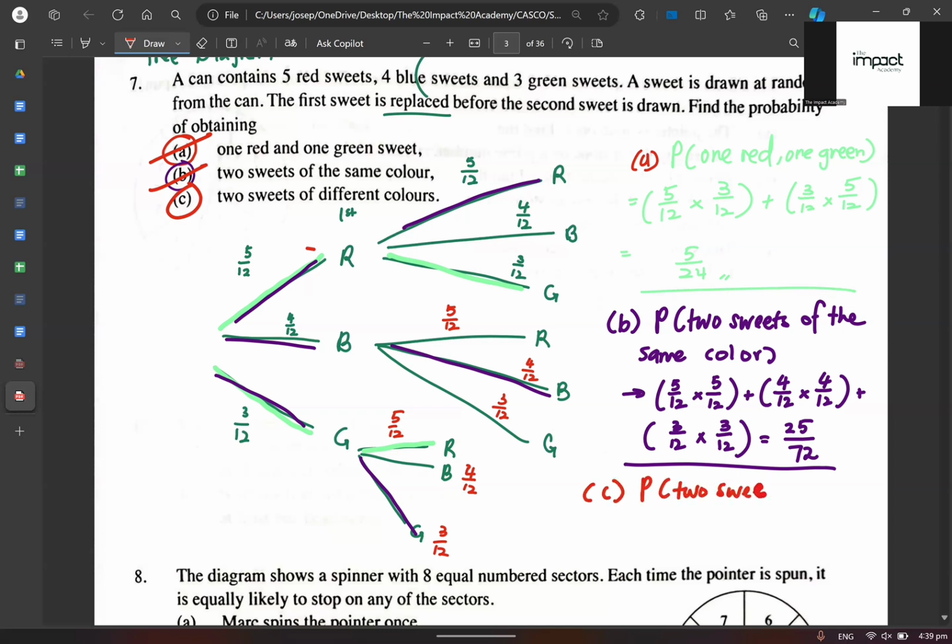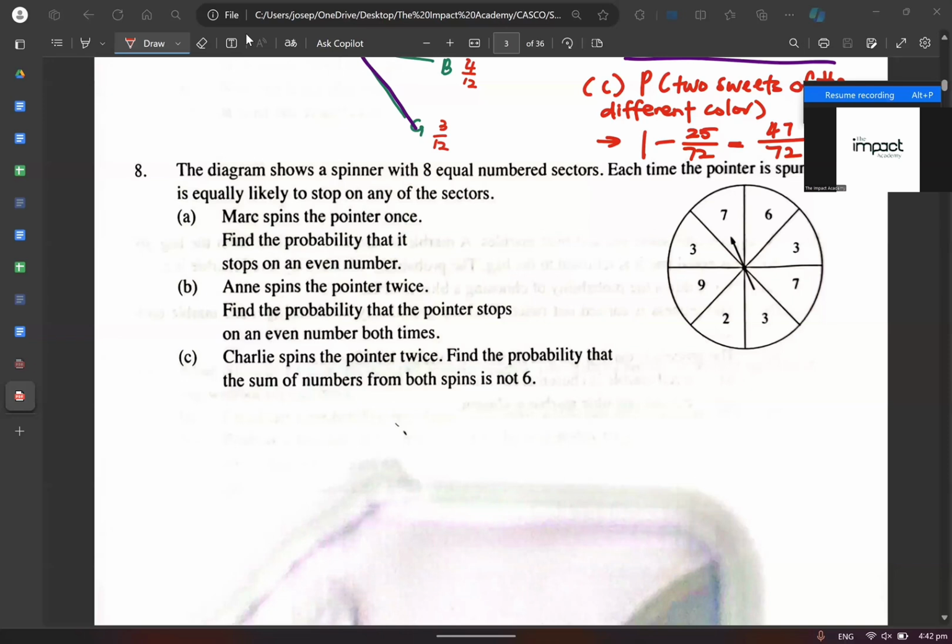1 minus 25. Do you understand? So of different color, what we basically do is 1 minus 25 over 72. Am I making sense here? When I do that, I will get an answer of 47 over 72, and therefore this is my answer for this question. Okay, so for a question like that, can you see a spinner? Lucky draw or whatever.